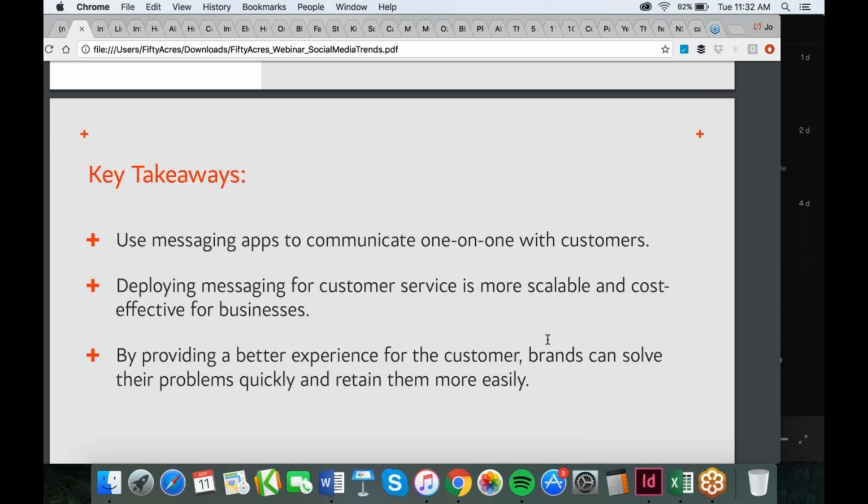So what are the key takeaways in terms of social messaging? Well, one of the things we can do is use messaging apps to communicate one-on-one with customers. Obviously, we need to get them onto it, but that's one thing that we can do. Deploying messaging for customer service is more scalable and cost-effective for business. By providing a better experience for the customer, brands can solve their problems quickly and retain them a lot more easily as well.